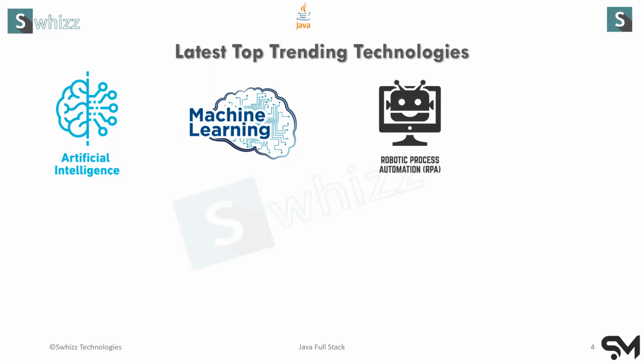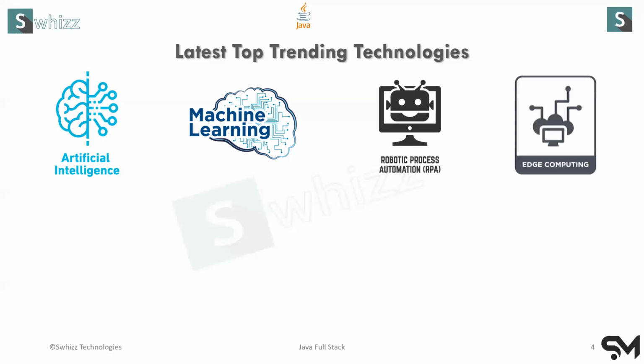Then comes robotic process automation. See, robotic process automation is nothing but a combination of artificial intelligence and machine learning, as well as some hardware components which react over these software components. That is nothing but robotic process automation. To my knowledge, robotic process automation is the highest paid technology right now in the market, the highest paid job in the market right now.